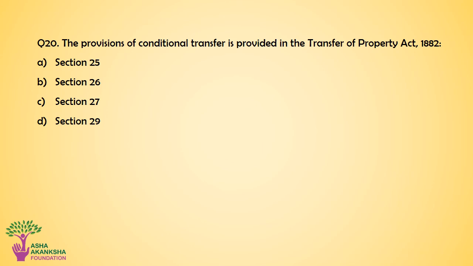Question number 20. The provisions of conditional transfer is provided in the Transfer of Property Act 1882 under which section? Option A, Section 25. Option B, Section 26. Option C, Section 27. Or option D, Section 29. The correct answer for this question is option A, Section 25.